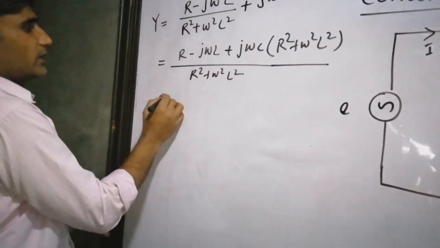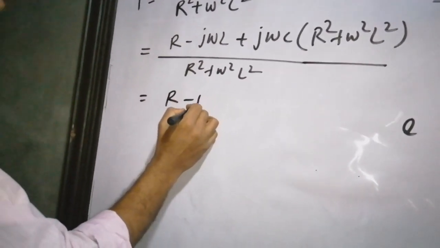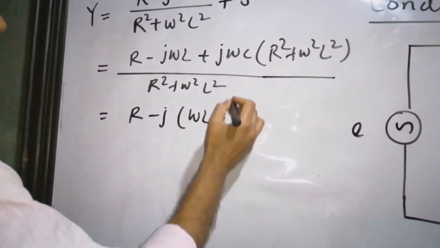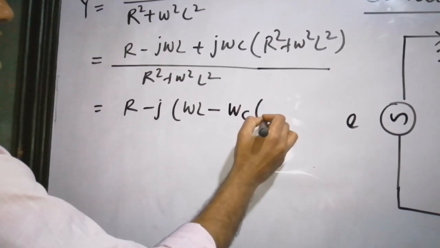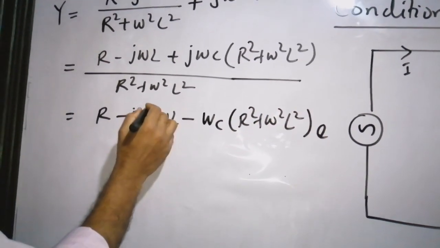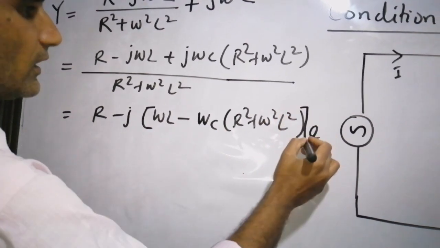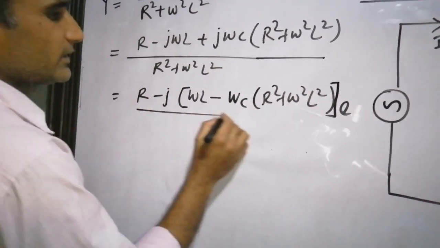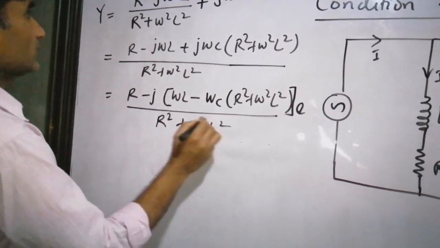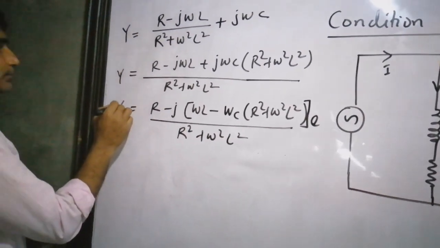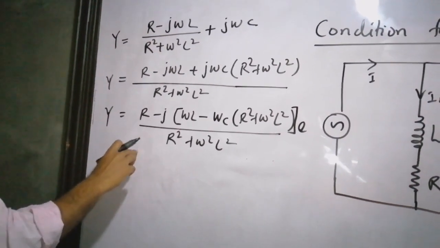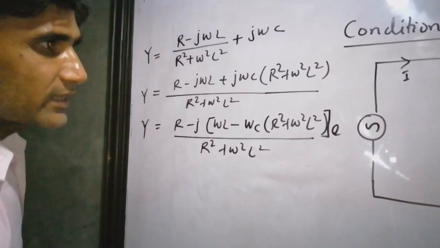So we can take minus j common here, and we get omega L minus omega C times R square plus omega square L square. This is our admittance, and in the denominator we still have R square plus omega square L square. This is the admittance, a complex quantity, and we are mostly concerned with its magnitude.